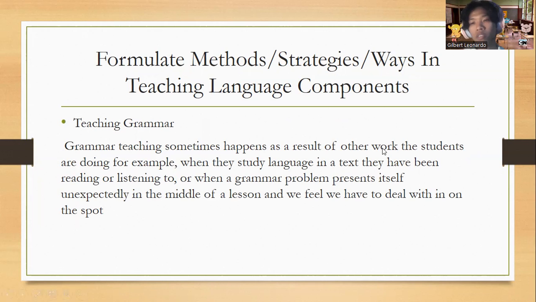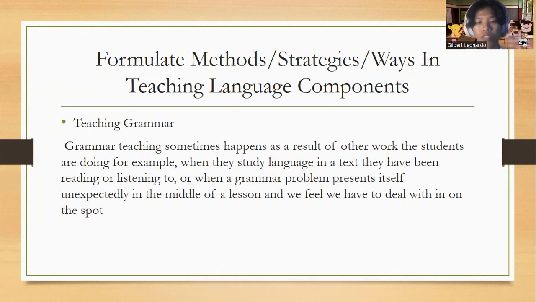So the first one is grammar. You might be wondering, what is grammar? Grammar is basically the rule of an English sentence, the rule of how to make a sentence. Even though you have the vocabulary and perfect pronunciation, if you don't know how to use the grammar or the rule, then it's completely useless.